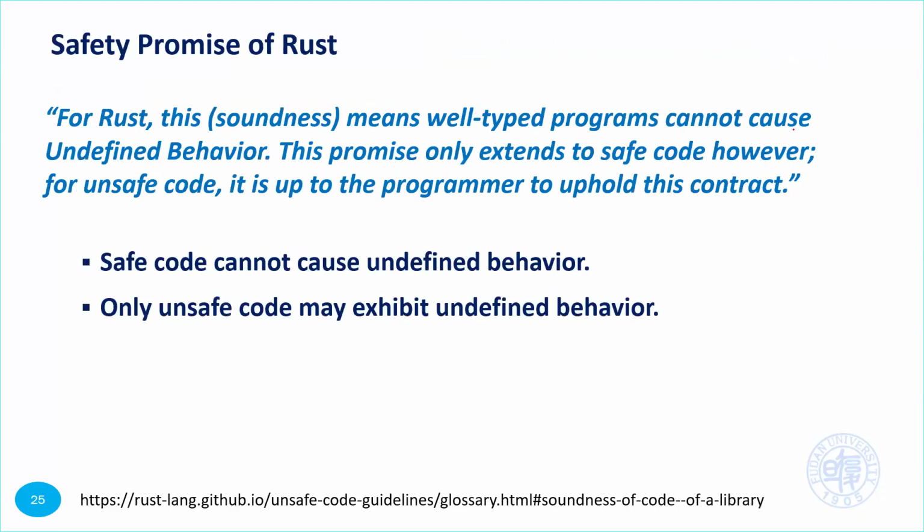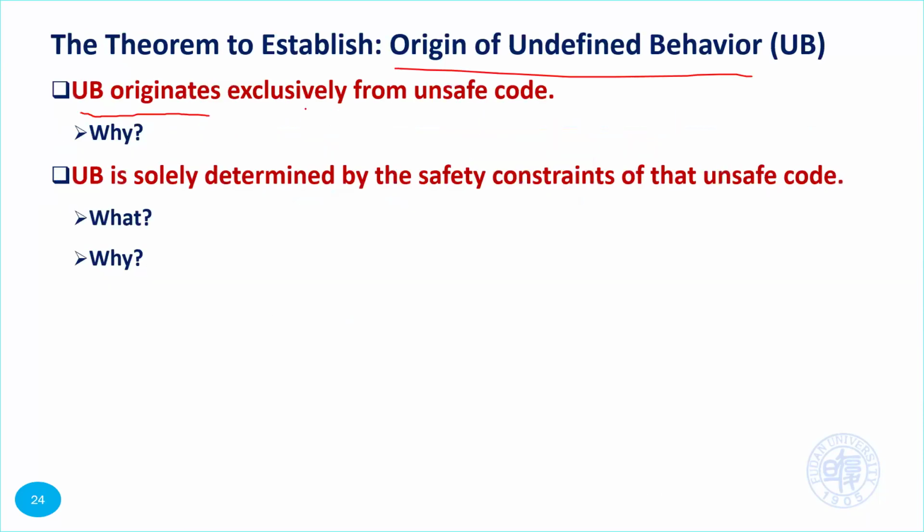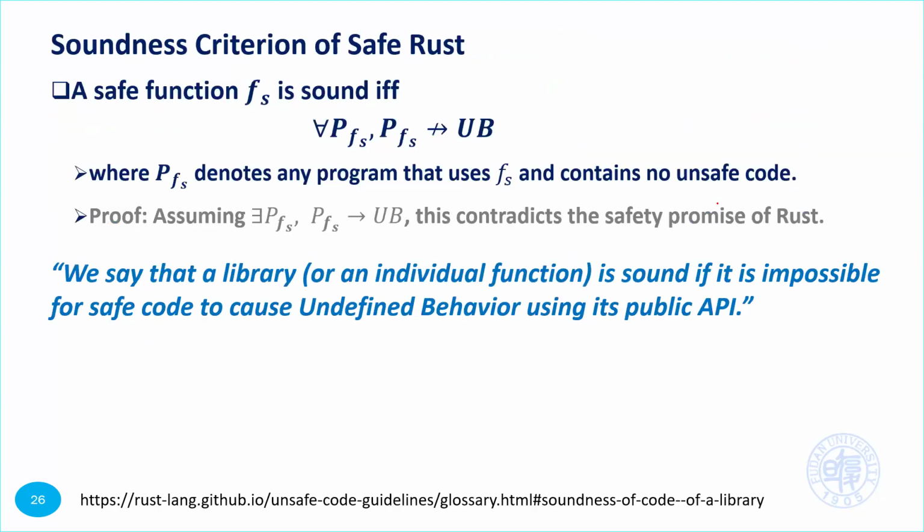For the first sentence, we can show it is true based on the safety promise of Rust. Soundness means a well-typed program cannot cause undefined behavior. The promise only extends to safe code. However, for unsafe code, it is up to the programmer to uphold the contract. We can rephrase this into the following two sentences. Safe code cannot cause undefined behavior, and only unsafe code may exhibit undefined behavior. So the first clause of the theorem can be proved. What is the meaning of the second one? UB is solely determined by the safety constraint of unsafe code.